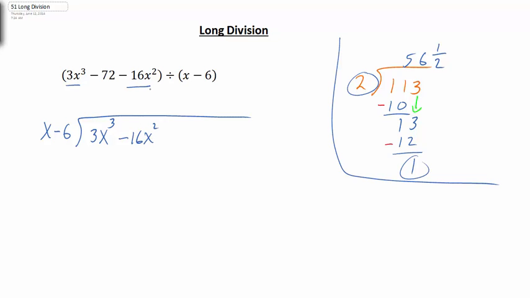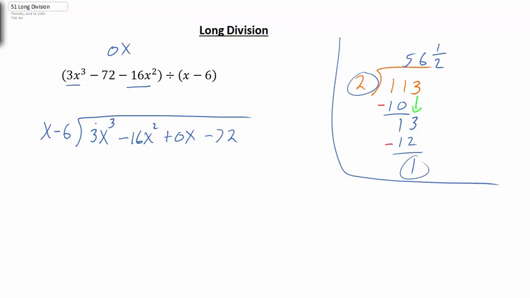And notice we don't have an x term. So basically what that means is this polynomial is missing the x term, so that's just a 0x. So as a placeholder, I'm just going to add in a 0x, and then we have our negative 72. So the first step is you want to make sure that this polynomial here is in descending order. So we have x cubed, x squared, x to the first, and then there's no x.